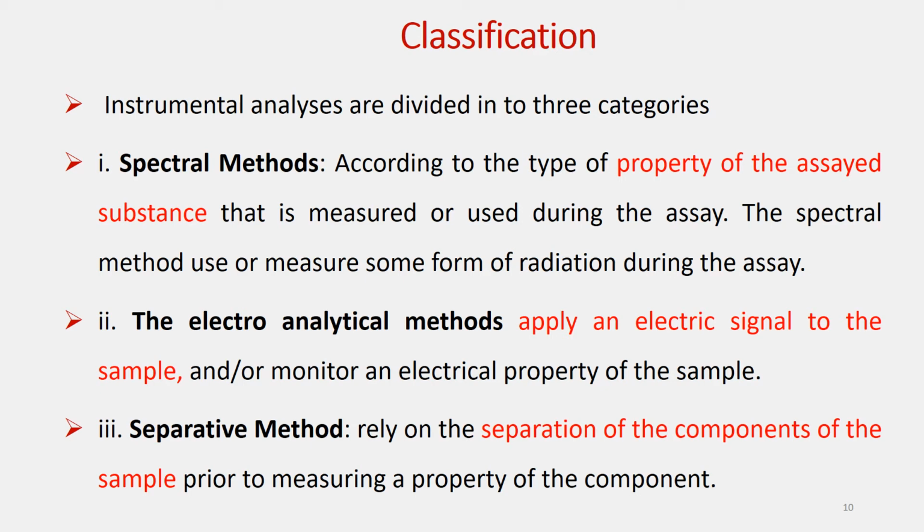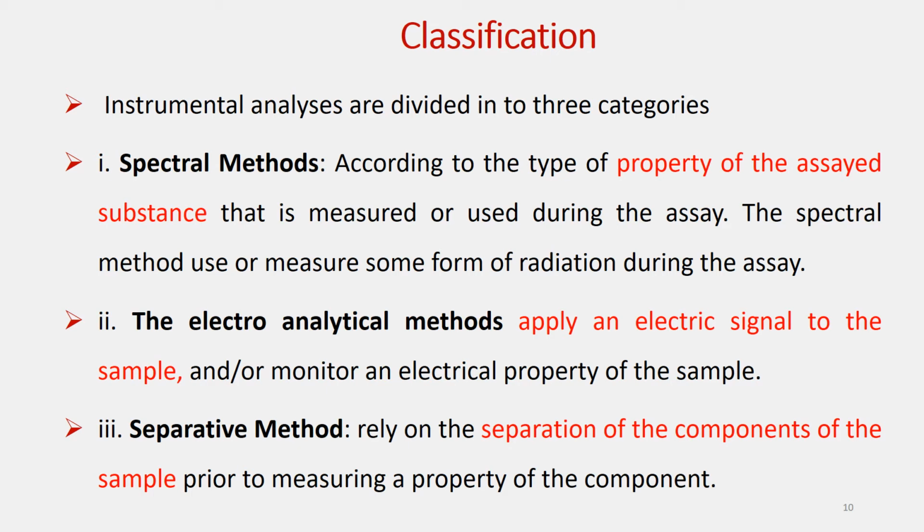In spectral methods, the analysis is according to the type of property of the substance, meaning which property of the analyte underwent the phenomenon. For example, whether there was absorption, whether there was emission, scattering, diffraction, refraction, like this. So spectral methods basically concentrate on the interaction of electromagnetic radiation with matter and the phenomena which happen.